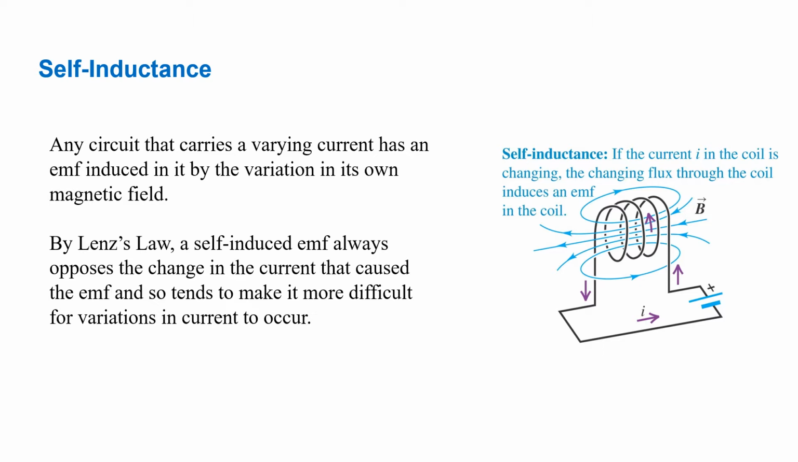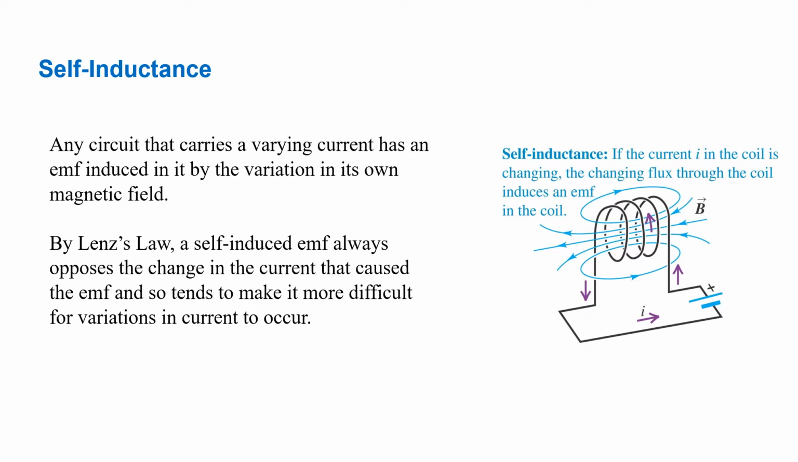Any circuit that carries a varying current has an EMF induced in it by the variation in its own magnetic field. By Lenz's law, a self-induced EMF always opposes the change in the current that caused the EMF, and so tends to make it more difficult for variations in current to occur.